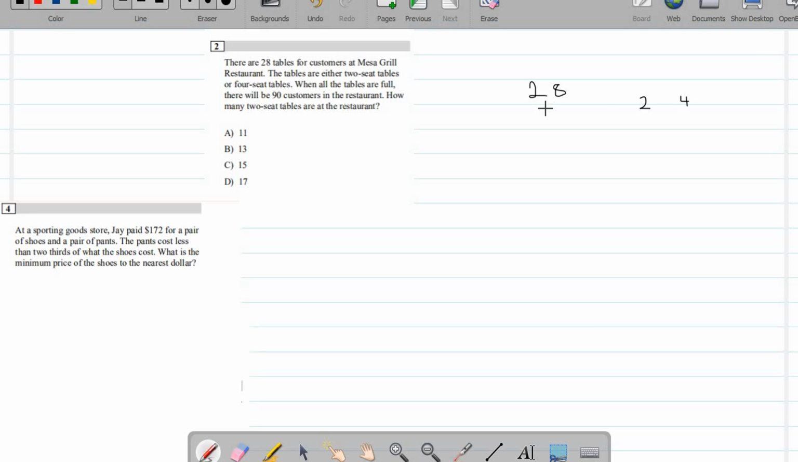Quite simple. Since there are 28 tables and you can only divide it by 2 or by 4, let's say 2x plus 4y, because x is the number of 2-seater tables, while y is the number of 4-seater tables. When you add them together, you get 28 tables in total. But now they said that there will be 90 customers in the restaurant.